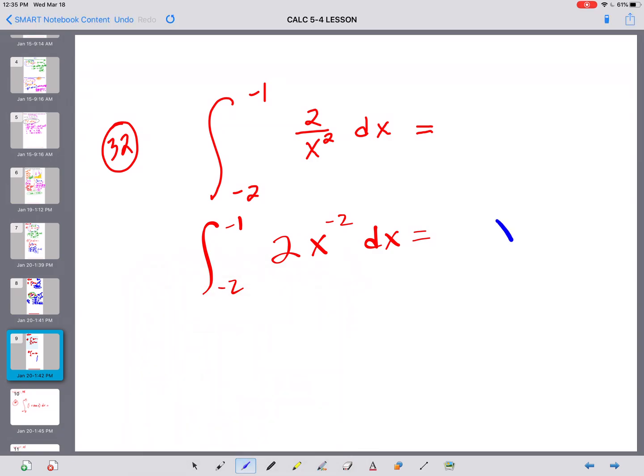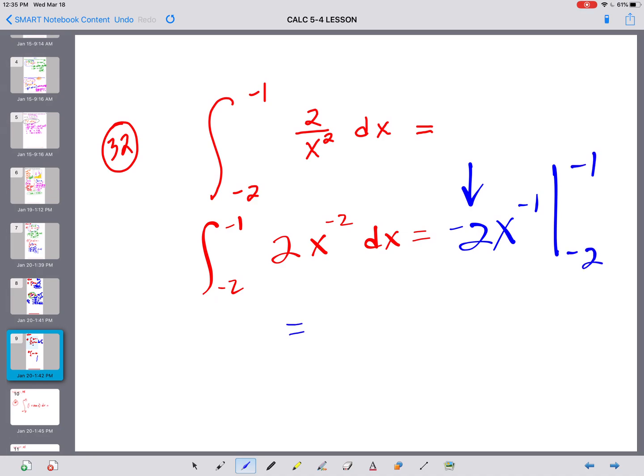I know it's going to be a power function with a power 1 bigger than -2. Well, that's -1. Now, -1 times what number gives you 2? I think it's got to be a -2. Let's test it. -1 times -2 gives me that positive 2. -1 minus 1 gives me a -2. That's the antiderivative. I'm going to go from -2 to -1.